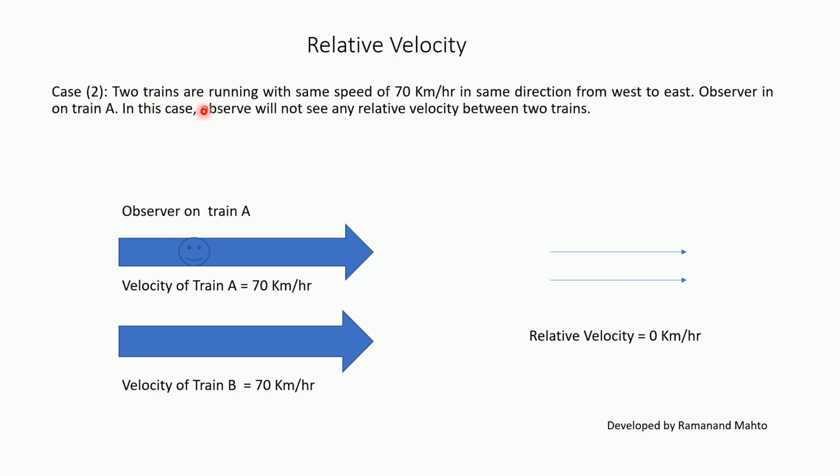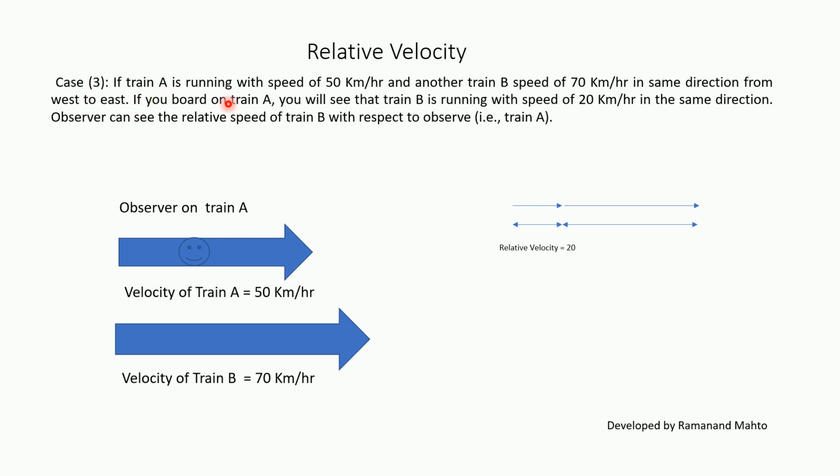Case 2: two trains are running with the same speed of 70 km per hour in the same direction from west to east. An observer on train A will not see any relative velocity between the two trains, because train A has the observer on board and B is another train. The speeds are the same, so there is no relative motion, and the observer cannot see any relative velocity. So the relative velocity for this observer is 0.